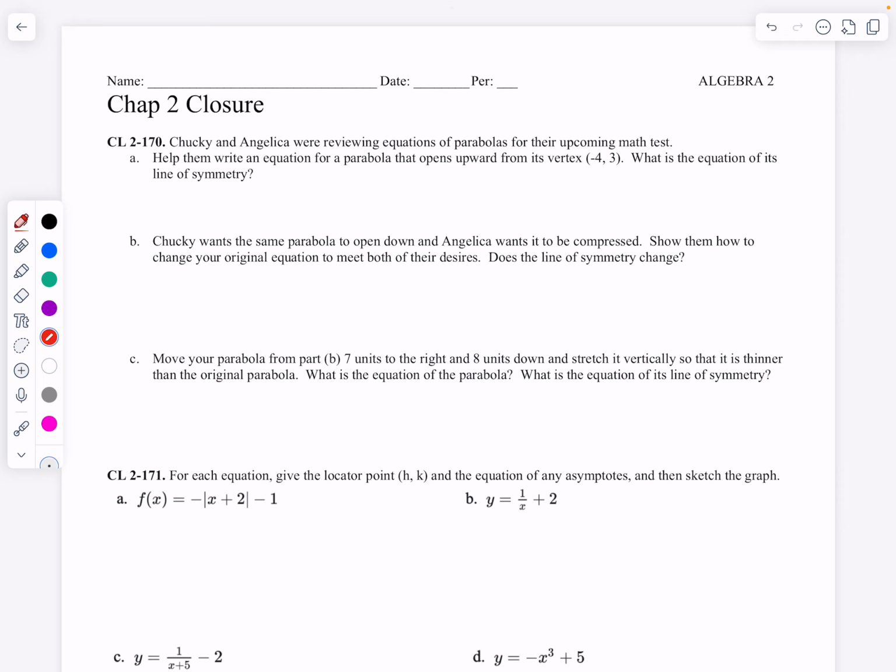Here we go. Up here, Chucky and Angelica were reviewing equations of parabolas for their upcoming math test. Help them write an equation for a parabola that opens upward from its vertex at (-4, 3). What's the equation of its line of symmetry?